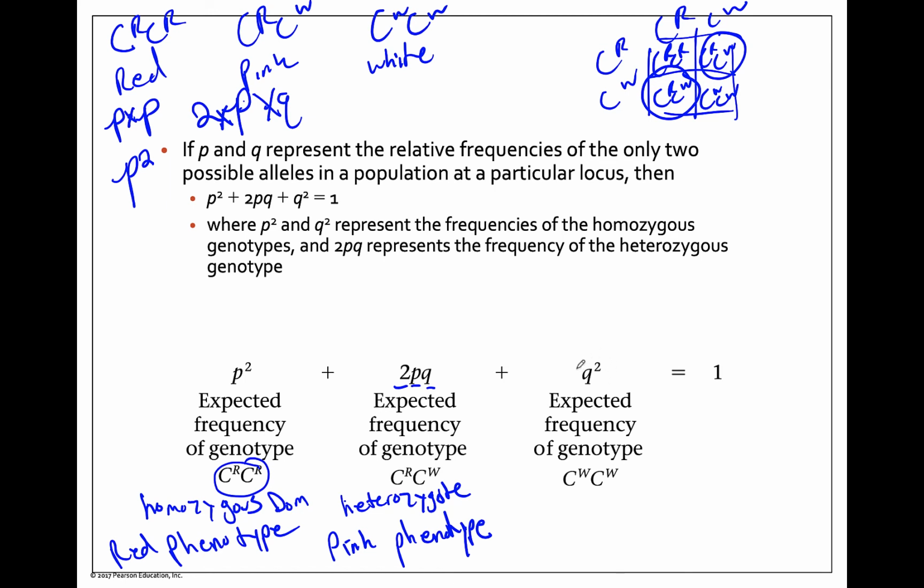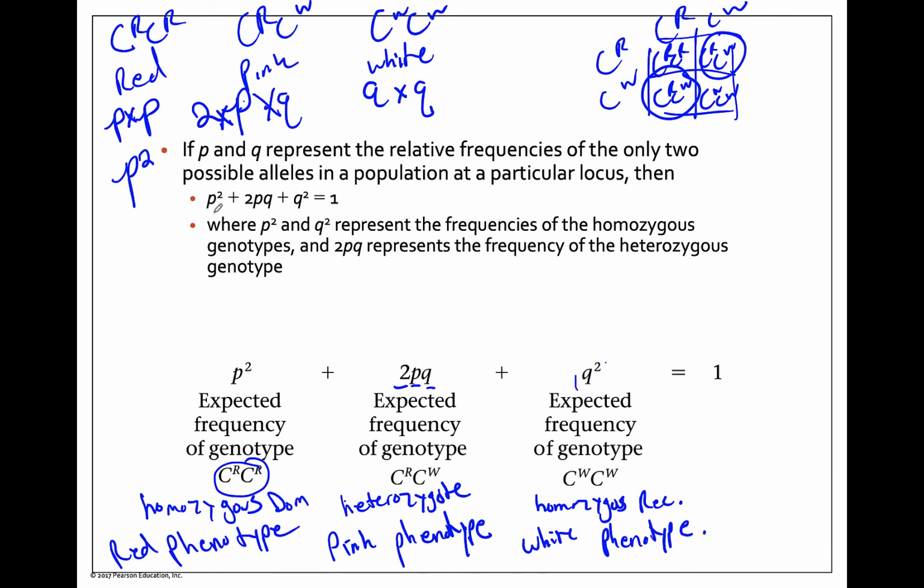And then here we've got the last phenotype we can have, which is white, which is going to have CW. This is going to have a Q times Q, which gives us Q squared. And so these are our homozygous recessives. And for the snapdragons, this is going to be a white phenotype.